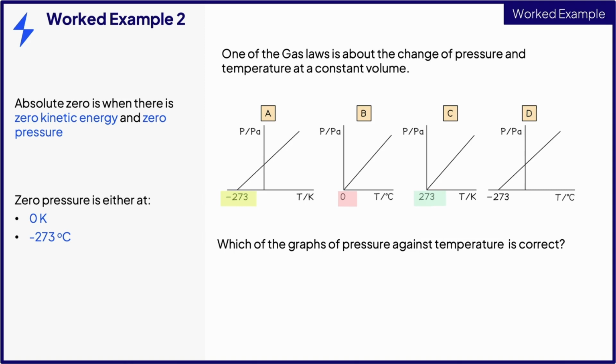In C, the pressure is zero at 273 Kelvin. This is incorrect, as it should be 0 Kelvin. And finally, D is our correct answer. The pressure is zero at minus 273 degrees C. Make sure to always read the units carefully on all graphs.